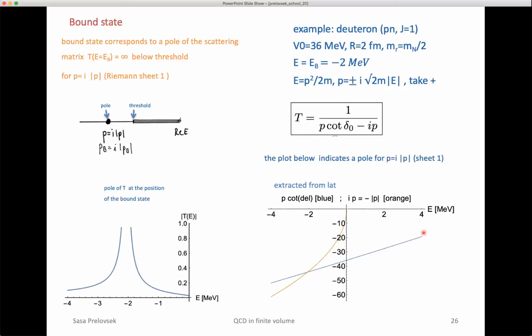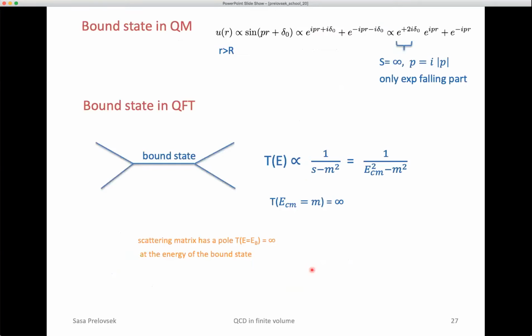And then you need to see where this is equal to iP below threshold. What is iP? If P is i times the absolute value of P, this is minus the absolute value of P. So basically this is just the square root, this orange line, if you plot it in terms of energy. So you see where these two lines cross, where P cotangent delta crosses iP, right? Well, in our example, it crosses at minus 2 MeV, and this crossing gives you the position of the bound state. Some questions? No. Okay.